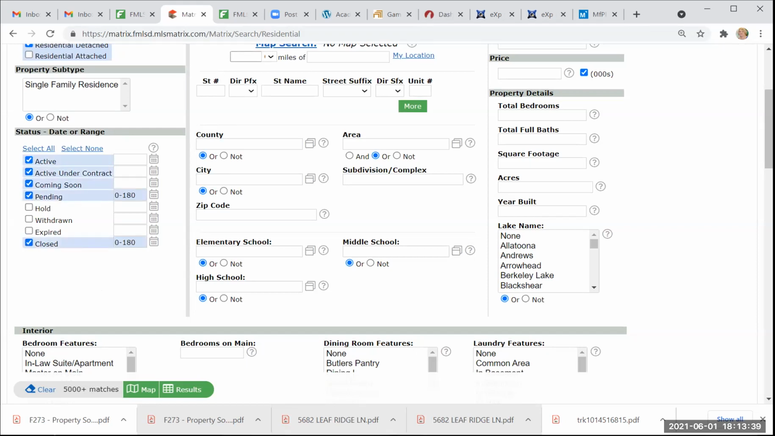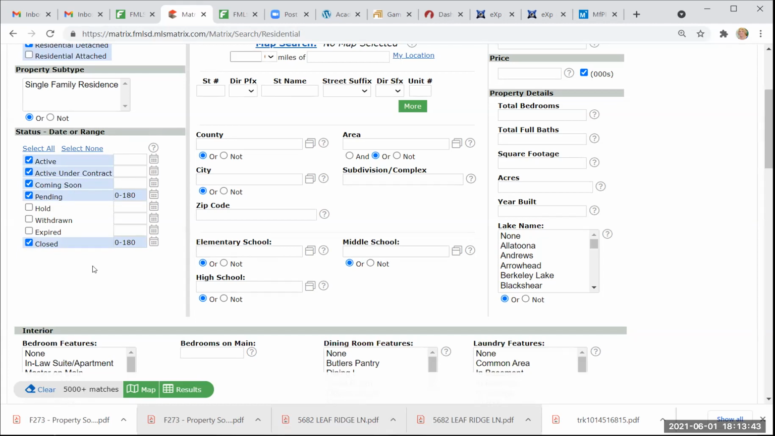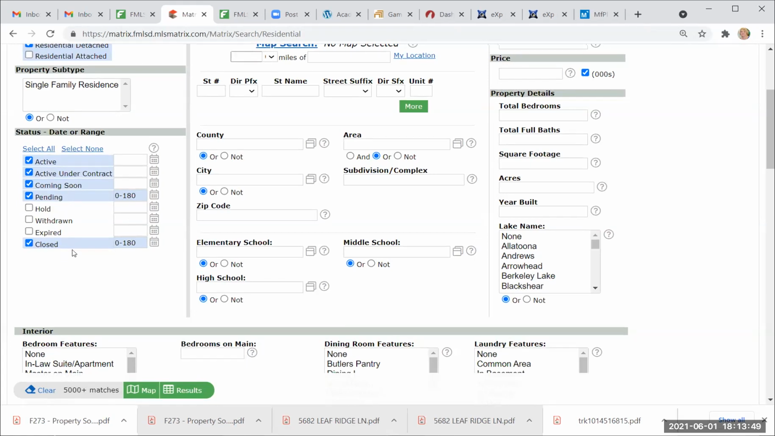Now, why am I picking all of those statuses? I'm picking all those statuses because I want to get just an idea of what's going on in the area. When I'm going to do comps, I'm doing closed. A lot of agents will include some of this in here for consideration, but in a CMA, I only use closed, because that's the only comp, is what sold. I mean, this is something that didn't happen.